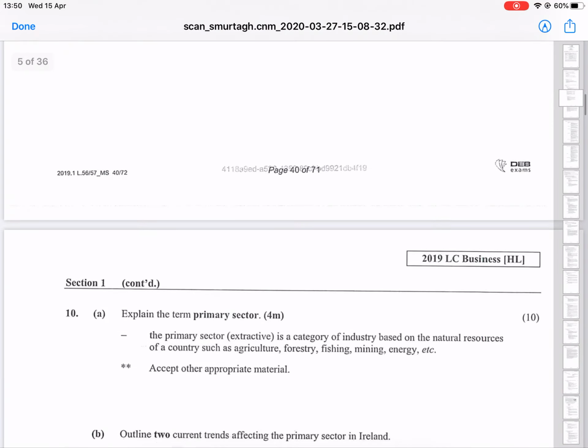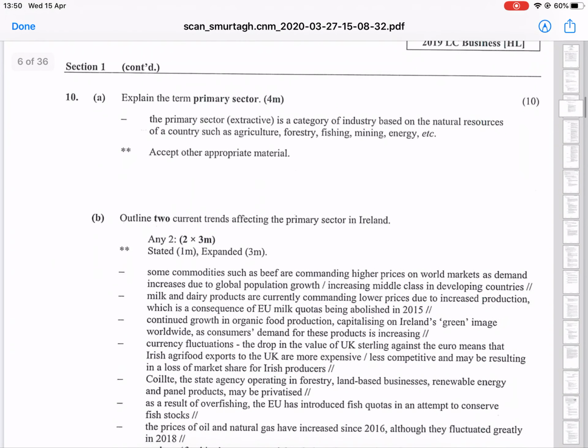And the last short question, very much on Unit 6, which we've just more or less completed. I know we have 1 chapter to go. Explain the term primary sector.